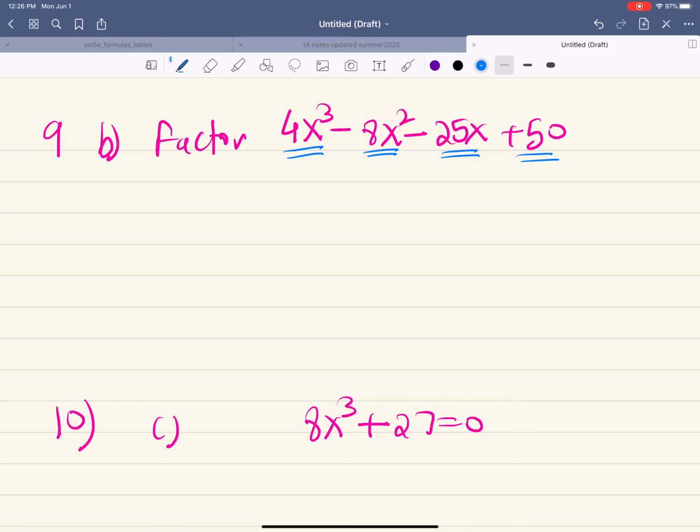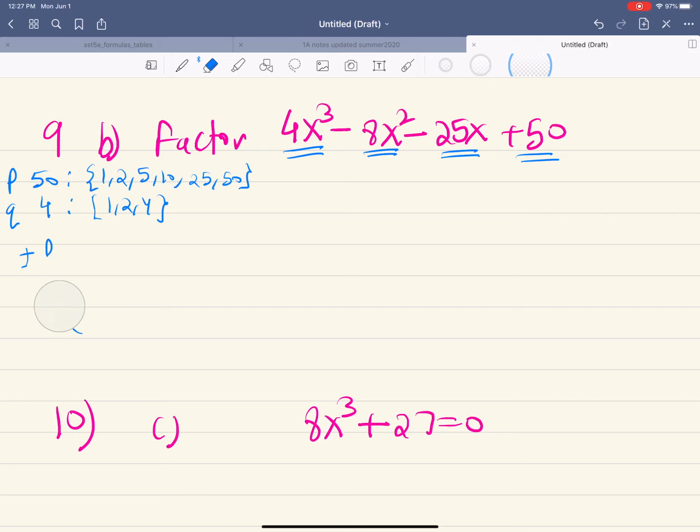My next goal is to start thinking about the rational zero theorem. What are the zeros for this polynomial? What are the factors of 50 and what are the factors of 4? And that can give us some idea. If you recall rational zero theorem, the factors of 50 are 1, 2, 5, 10, 25, 50. Factors of 4 are 1, 2, and 4. So if this polynomial has any real zeros, they are going to be of the form plus minus p over q, where this is my p and this is my q.